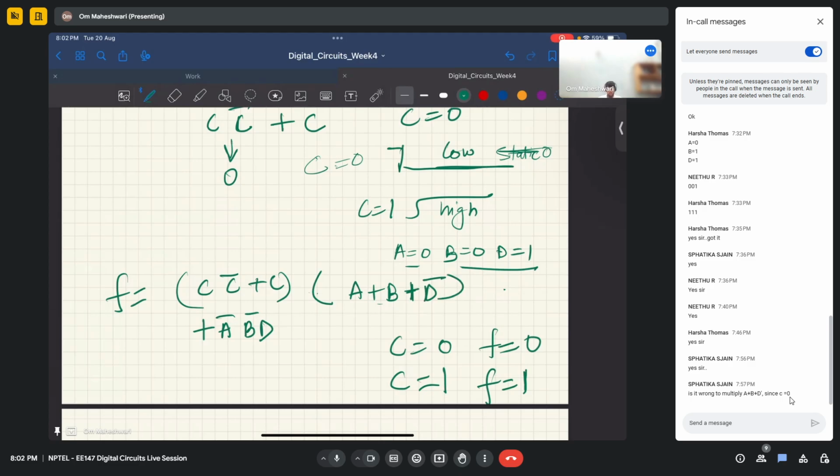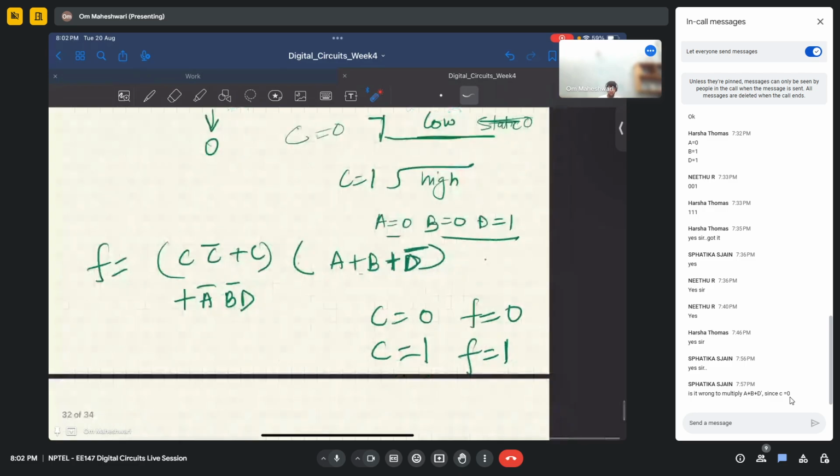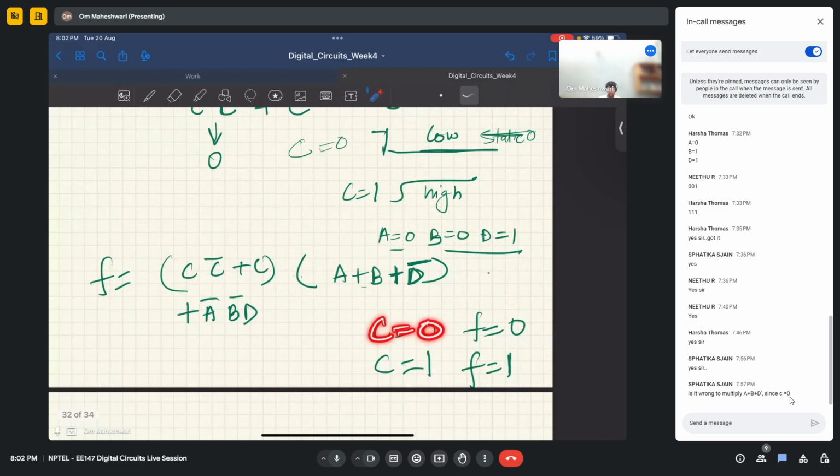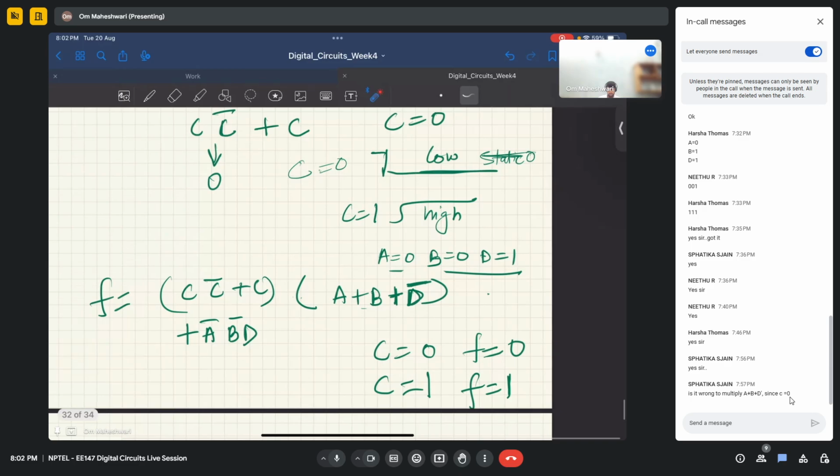So let us do both. You multiply the SOP POS form and you add the SOP form. Right now, let's see when C equals 0. When C equals 0, is this F becoming 0? This will multiply by 0, but here this will give you a 1.